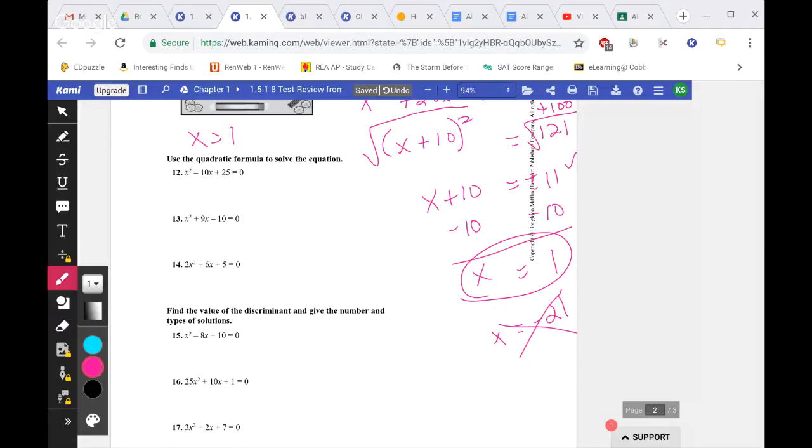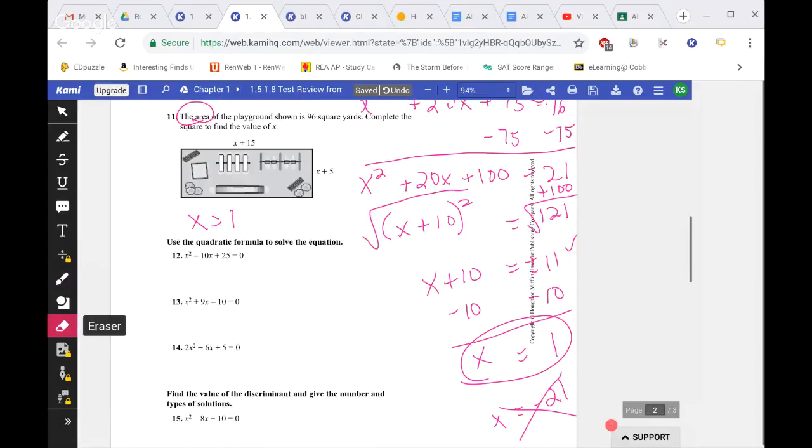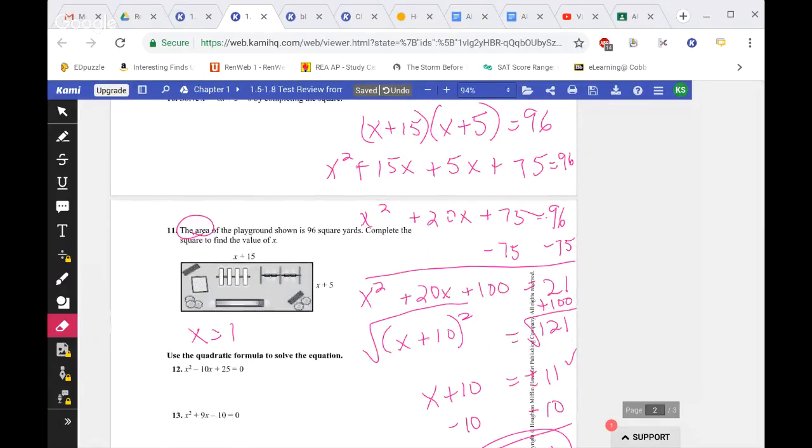Okay. Thank you. Did that make sense? Yeah, it does. Did y'all follow that all the way through, and figure out where my setup was? The area of a rectangle is length times width, and that's where I got that. And then I had to FOIL. Yes, that makes sense.